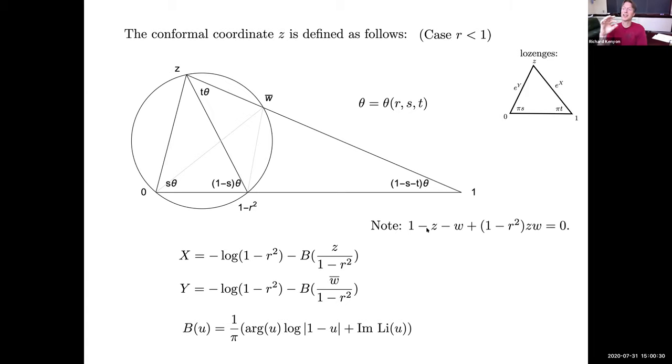This is a very pretty geometry, which extends the geometry we know and love about lozenges to this five vertex model. But it's a little more complicated because we're not just dealing with elementary functions like logarithm, we've got this dilogarithm down here, this b.